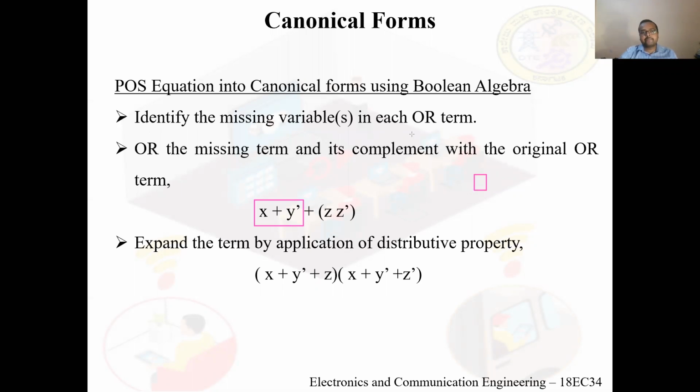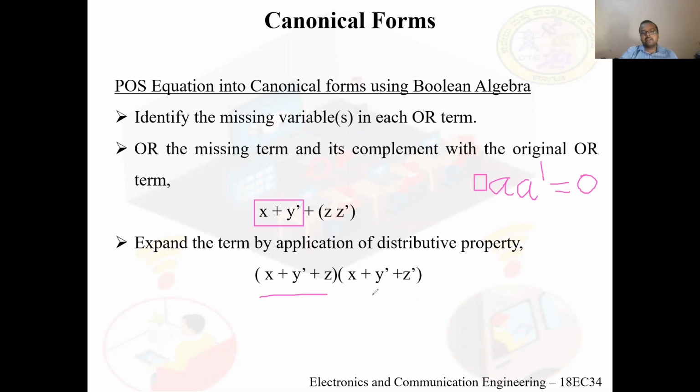We know that A and A bar is equal to 0. So if I add this term also, there is no change to the original OR term. It still remains the same. Now with the help of the distribution property, expand this one. How do you expand it now? X or Y bar or Z, X or Y bar or Z bar.